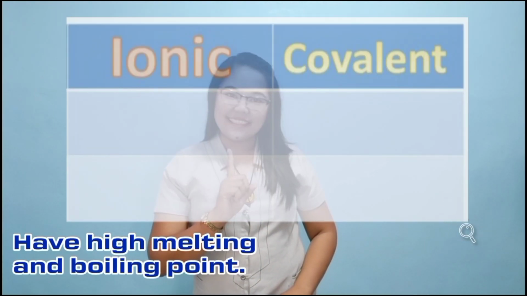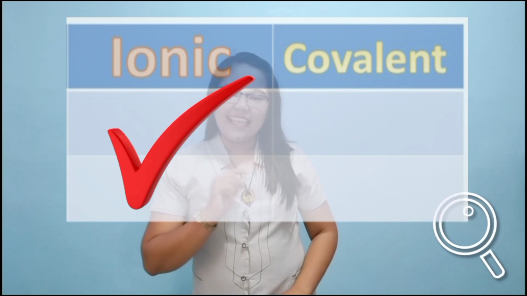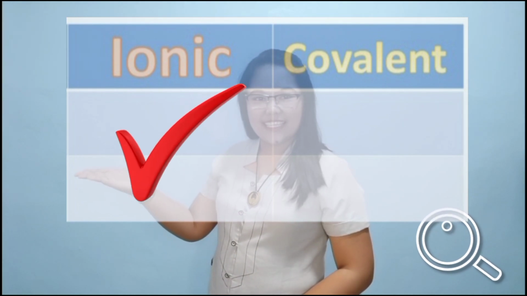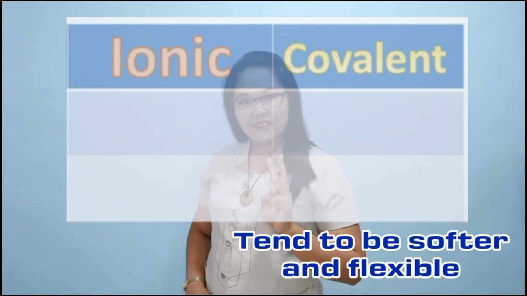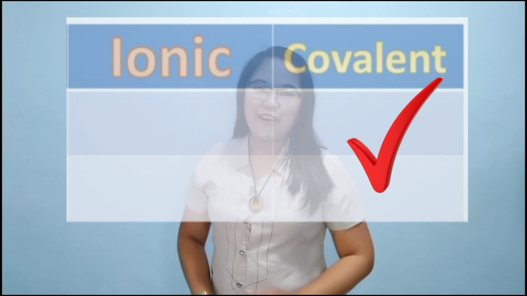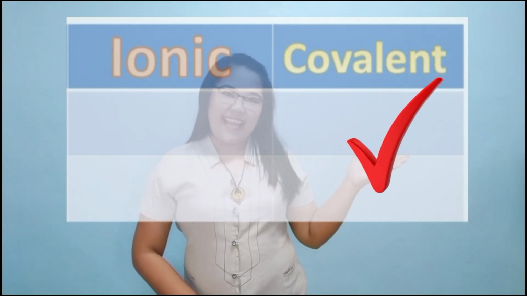Now, let us check your answers. Number 1. Have high melting and boiling point. Yes, the correct answer for number 1 is ionic. How about number 2? Tend to be softer and flexible. The answer for number 2 is covalent.